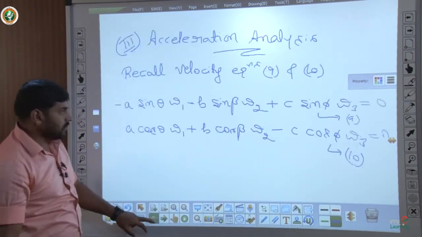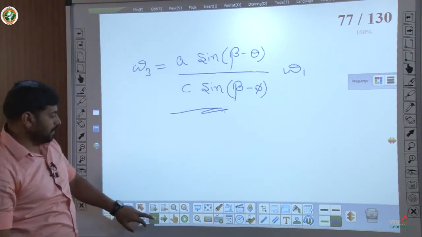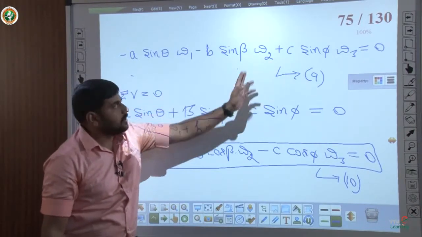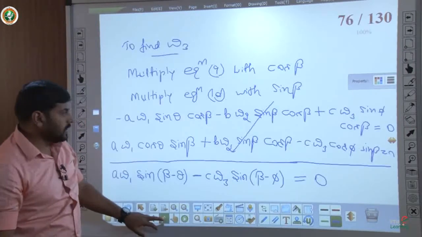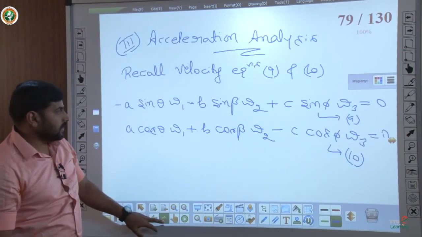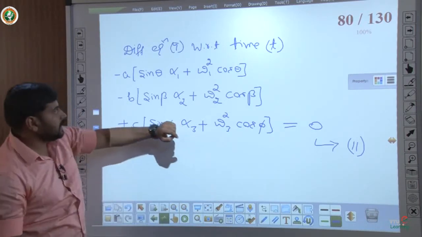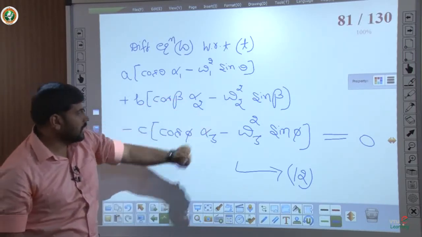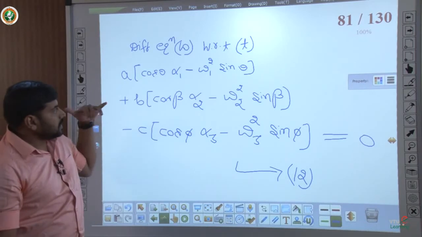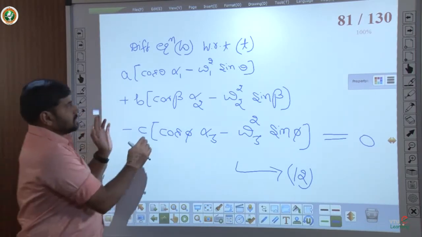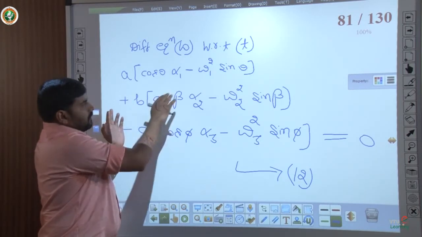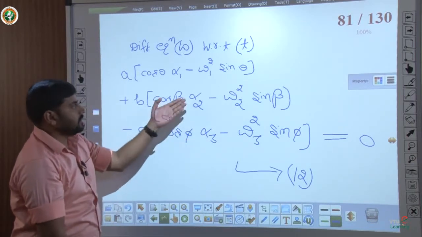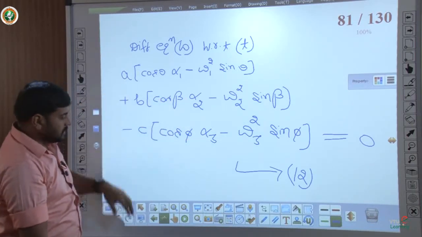Repeat the same procedure what we have done for equation 9 and 10. For equation 9 and 10, we had two equations with two unknowns, omega 2 and omega 3. We have solved it to find omega 2 and omega 3. Now for equation 11 and 12, we have two equations with two unknowns. In equation 11, the unknowns are alpha 2 and alpha 3. In equation 12, the unknowns are alpha 2 and alpha 3. So now repeat the same procedure, that is, eliminate alpha 2 from equation 11 and 12, add and find the value of alpha 3. Try to eliminate alpha 3 and find the value of alpha 2. That is, solve two equations with two unknowns.